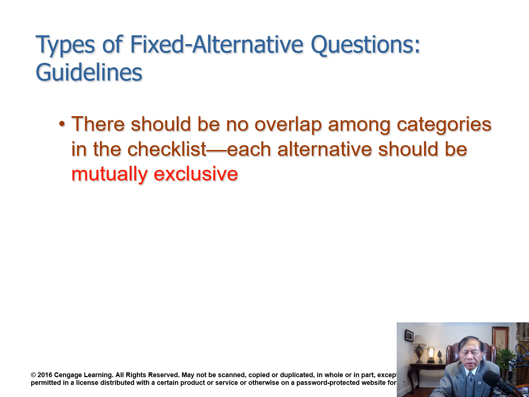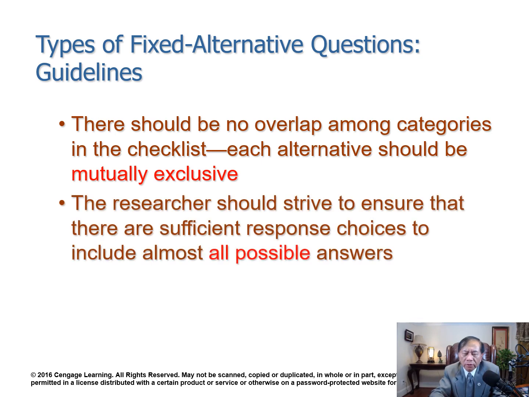For this type of fixed alternative question, there are some guidelines. There should be no overlap among categories in the checklist. Each alternative should be mutually exclusive. For example, for age groups, you cannot have one age belonging to two different groups. They have to be mutually exclusive.